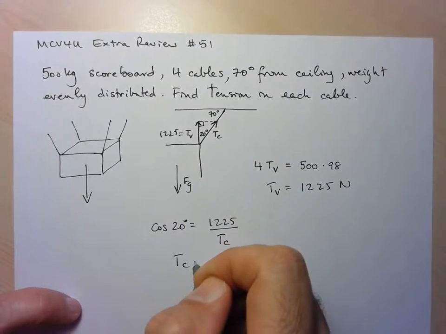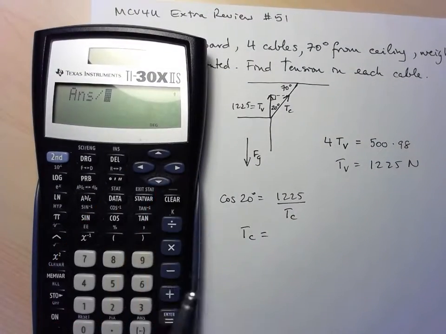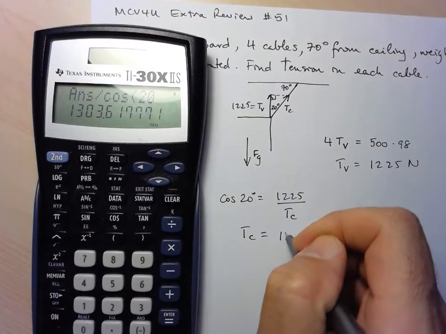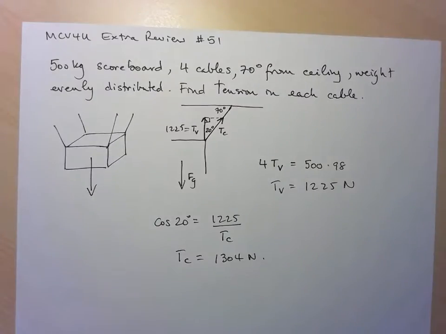And so the tension in the cable is just given by 1225 divided by cosine of 20, which is about 1304 newtons. Okay, so there we have it.